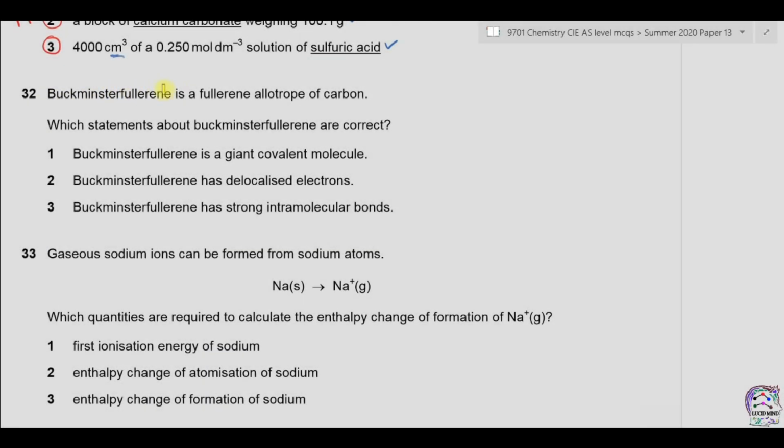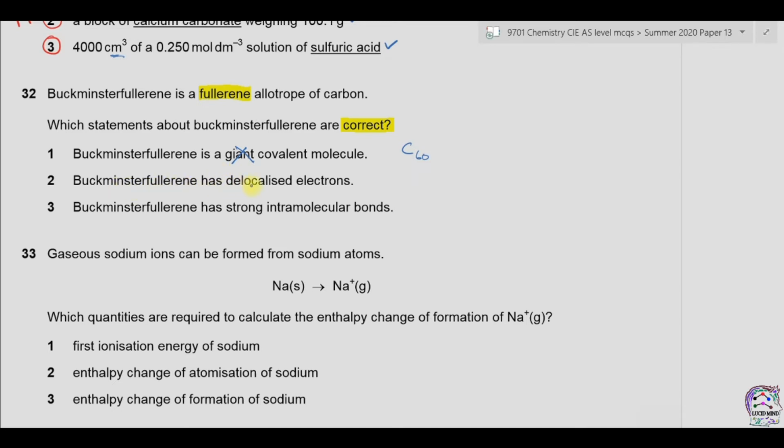Question 32. Buckminster fullerene is a fullerene allotrope of carbon. Which statements about Buckminster fullerene are correct? 1. Buckminster fullerene is a giant covalent molecule. As we know that there are only 60 carbon atoms present in one molecule of Buckminster fullerene, so therefore it is not giant, it is simple molecular.